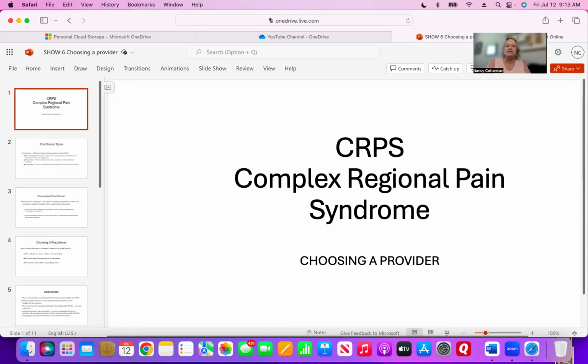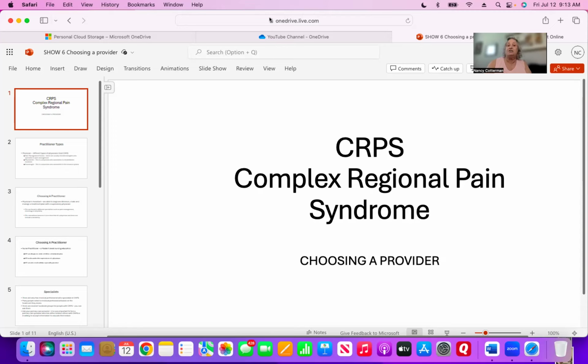A physician assistant. They can diagnose and make and manage treatment plans under the supervision of a physician. PAs are found in different specialties such as pain management, neurology, or physiatry. The PA's education process is less than that of a physician and does not include a residency.